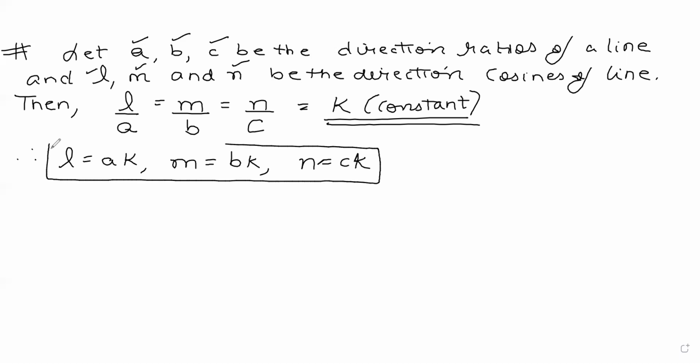I can write it like this. If L upon A is equal to K, then L will be AK. Similarly, M upon B is equal to K, so M will be BK. N upon C is equal to K, so N will be equal to CK.